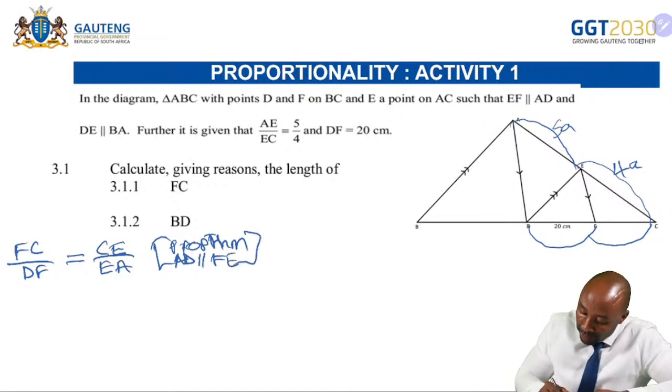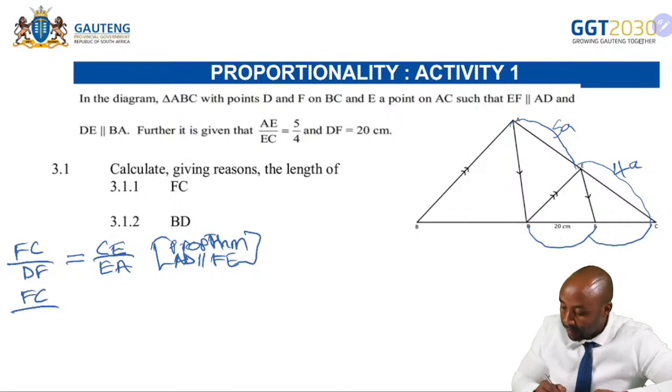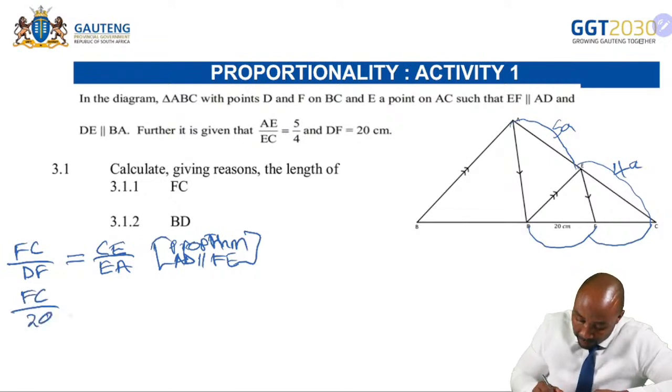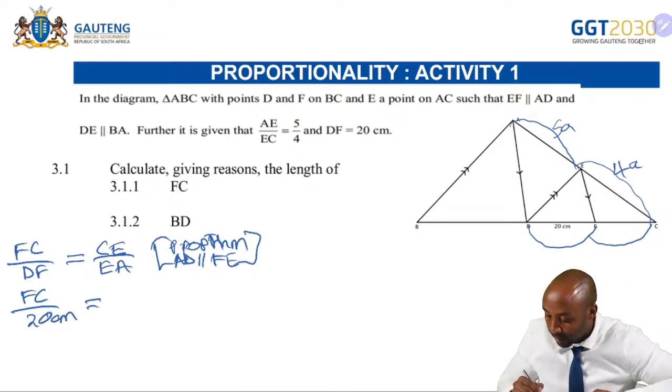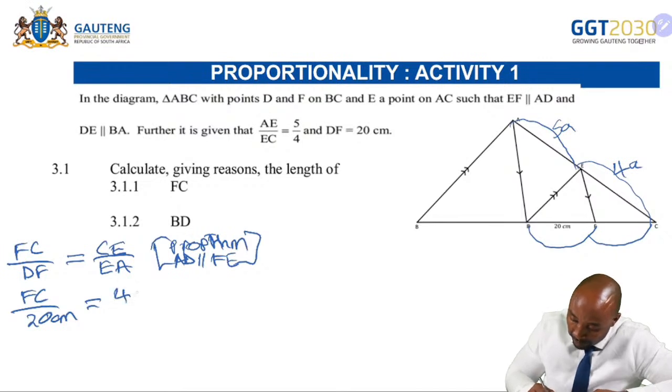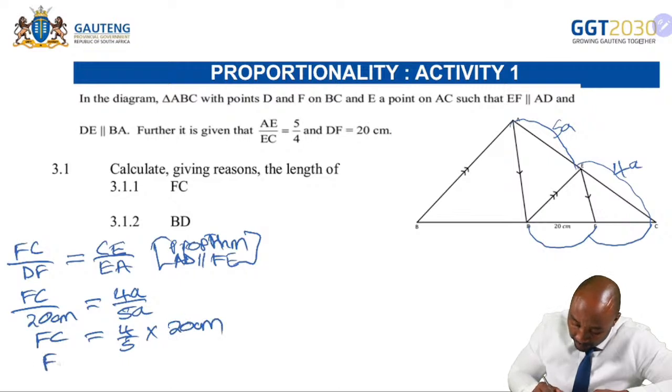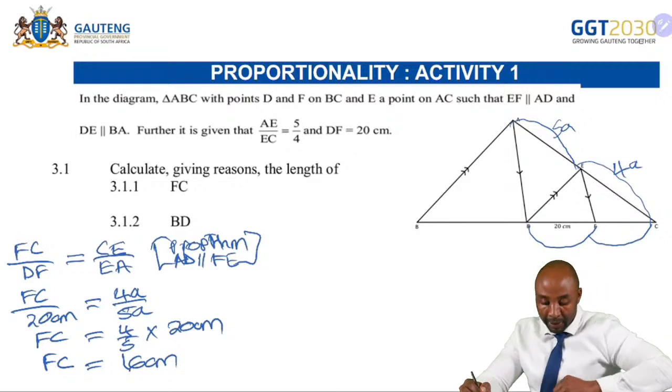Then I'm going to substitute. I don't have the FC information. My DF is going to be 20 centimeters. My CE is going to be 4A, and my EA is going to be 5A, and this will give my FC as 4 over 5 times 20 centimeters, giving my FC as 16 centimeters. I get my full marks there.